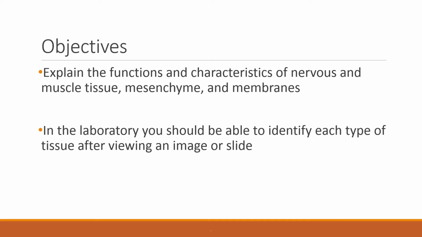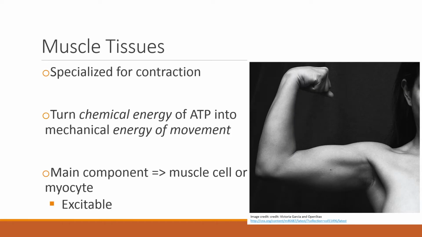So your objectives for this video are to explain the functions and characteristics of nervous, muscle, mesenchyme, and membranes. In the lab, you should be able to identify each tissue type that we're going to talk about in this video if you happen to see it on an image or on a slide. Let's start with muscle tissue.